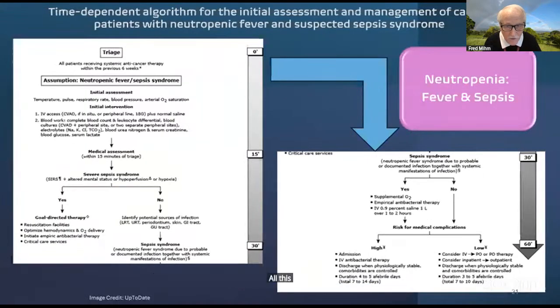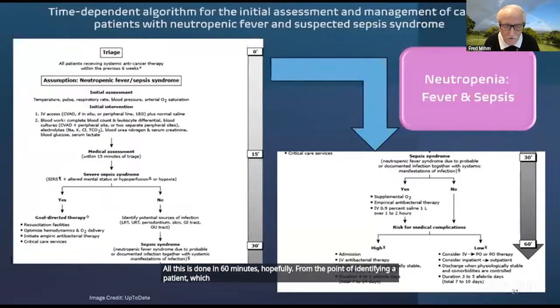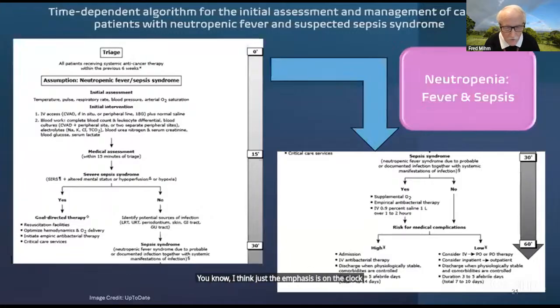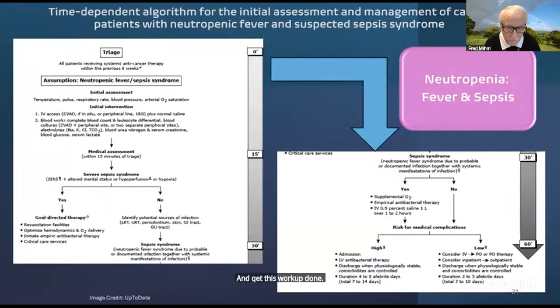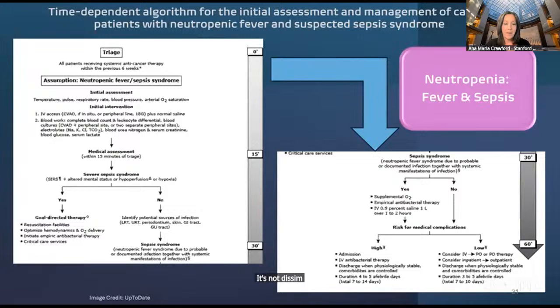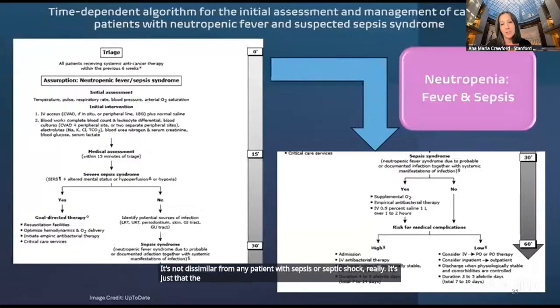All this is done in 60 minutes, hopefully, from the point of identifying a patient. The emphasis is that the clock is ticking, and we know that patients who have sepsis have a better chance of surviving if the physicians sense the urgency and get this workup done. It's not dissimilar from any patient with sepsis or septic shock, really. It's just that the neutropenic patient is at higher risk of having multiple or different types of infections. Would you say that's fair?